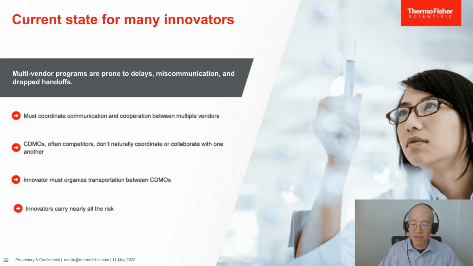Technical transfers and development phase transitions would necessarily have to occur between different companies and sites with very different levels of communication and collaboration. The flow of regulatory information from phase to phase and company to company can be burdensome if not centrally managed too. Transportation of materials would have to be organized between different CDMOs, manufacturing sites, clinical trial sites, and distribution network locations. Innovators would expend considerable effort, time, and resource to coordinate all the disparate steps involved. And in the end, the innovators carried nearly all the risk.